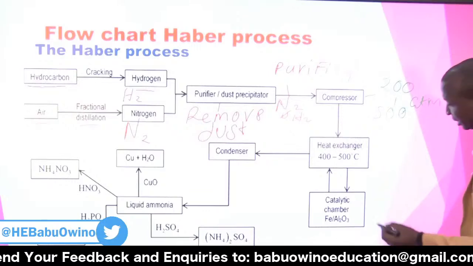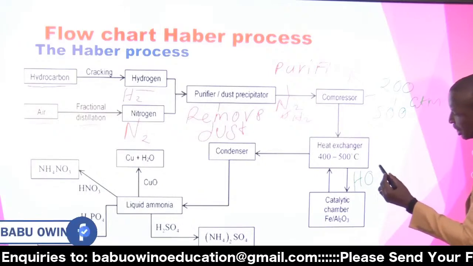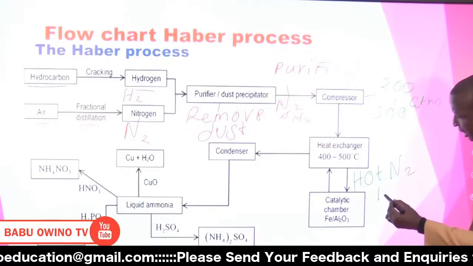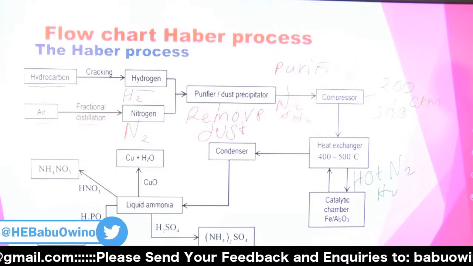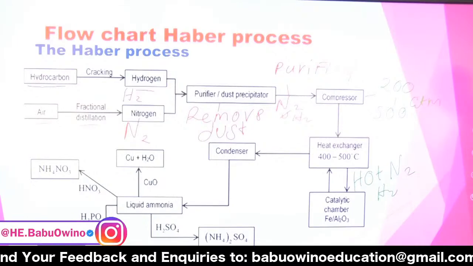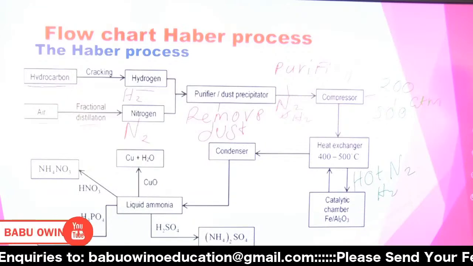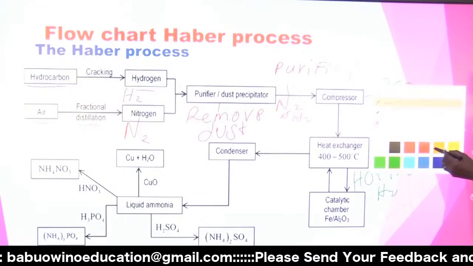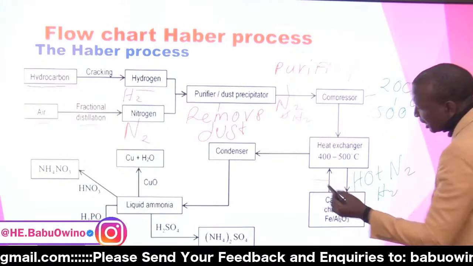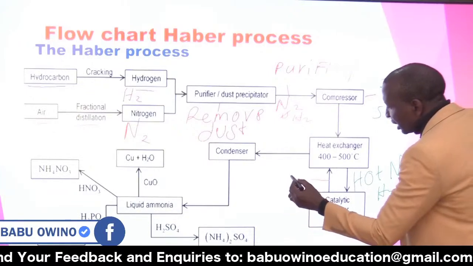So the hot gases, it is important to capture this. This is now the hot nitrogen and hydrogen gas. They have been heated. They are taken to the catalytic chamber at the required temperature of 400 to 500. In the catalytic chamber, we have iron mixed with aluminum oxide. The aluminum oxide acts as a promoter. Then we have another arrow from the catalytic chamber back to the heat exchanger, and this is where we have the ammonia.